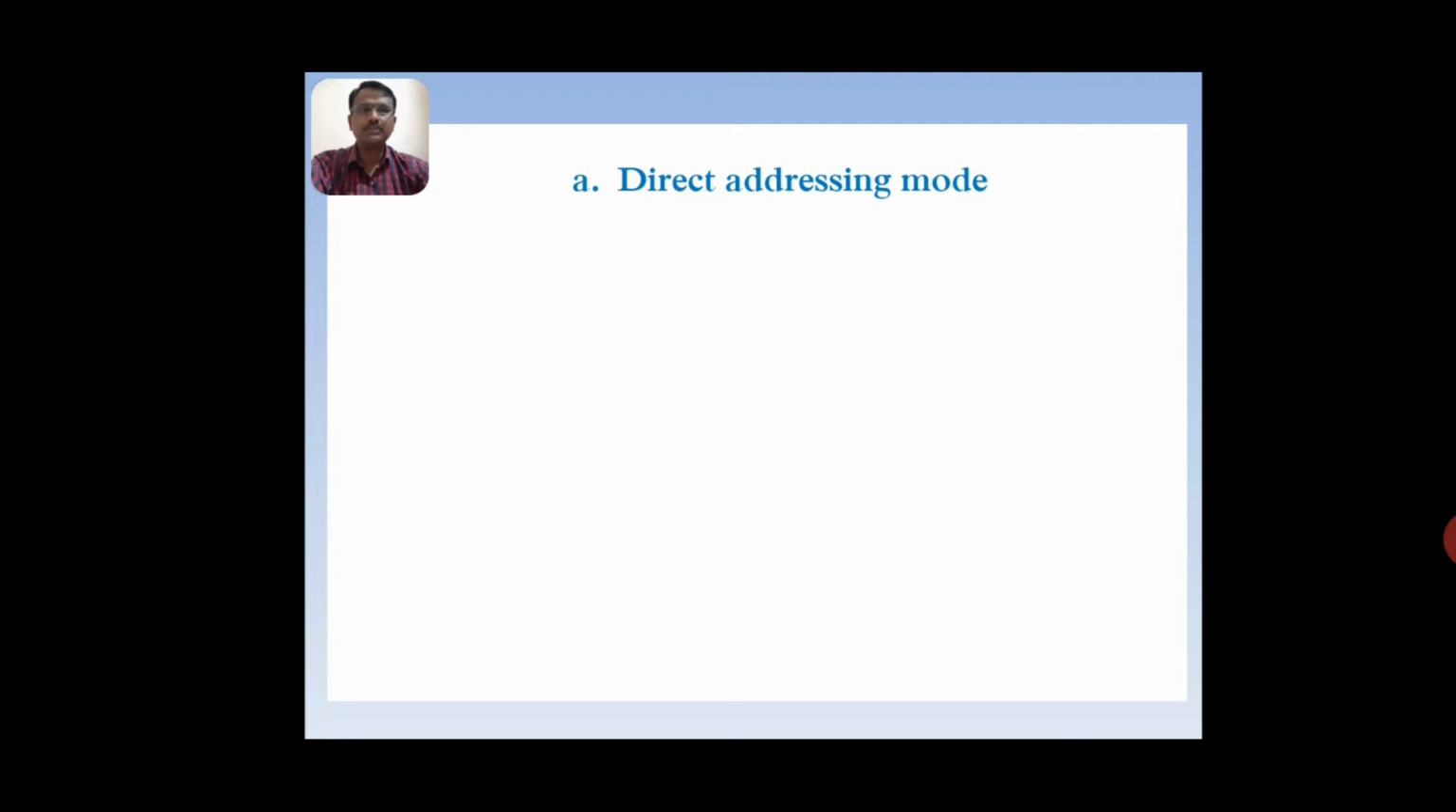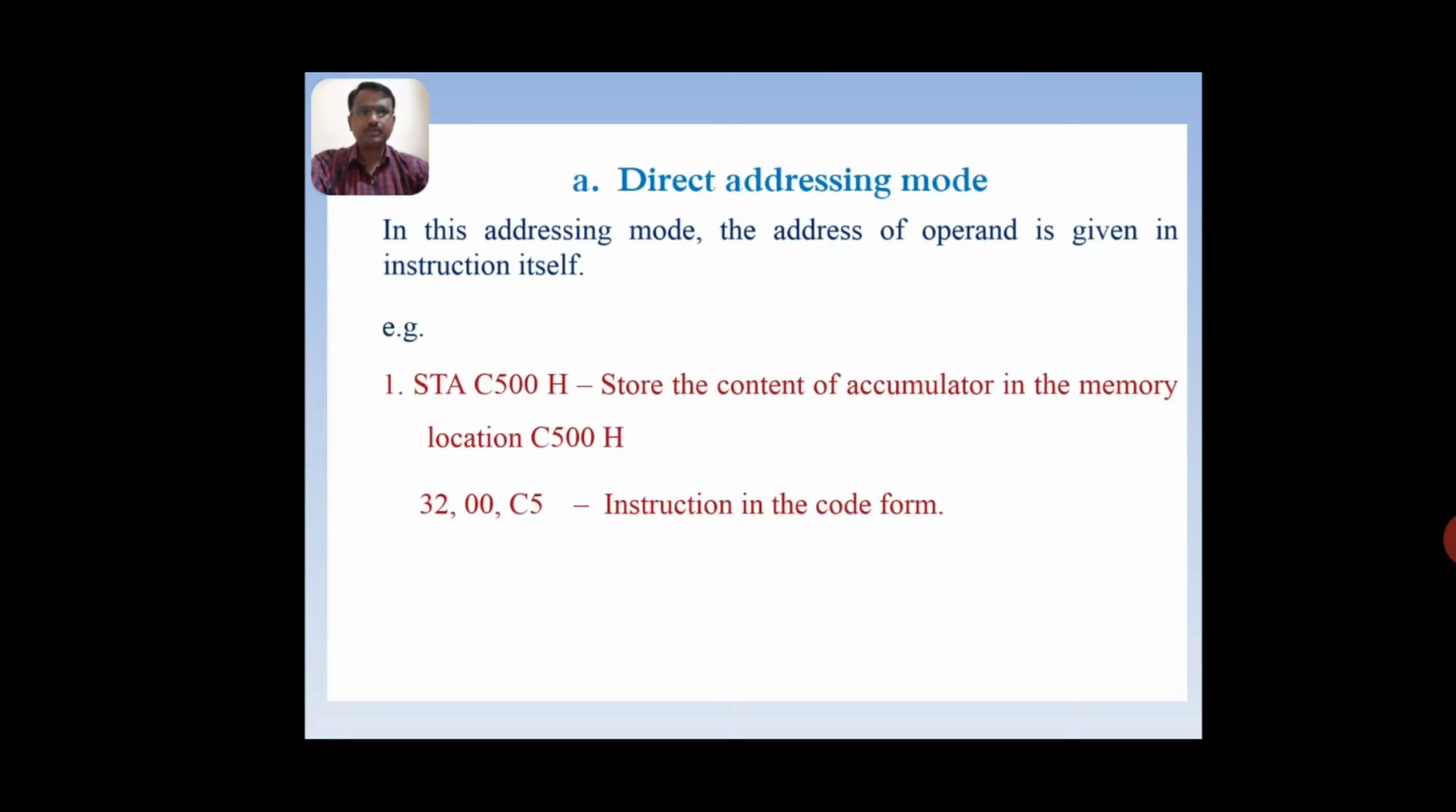Direct addressing mode is the first addressing mode. In this addressing mode, the address of operand is given in the instruction itself. For example, STA C500. The meaning of this instruction is store the content of accumulator directly to the given address, and here the address given is C500. Since this is a 16-bit address, it will be the address of a memory location. So STA C500 stores the content of accumulator to the given memory location, that is C500.